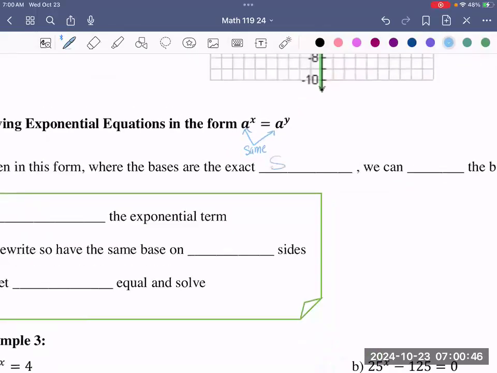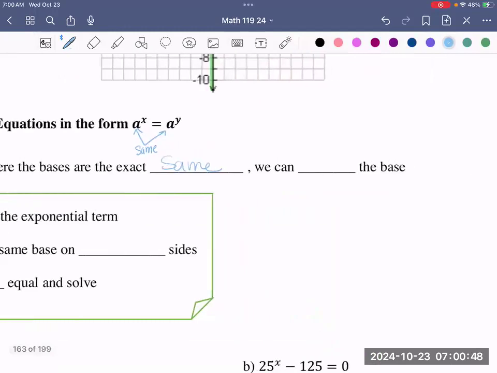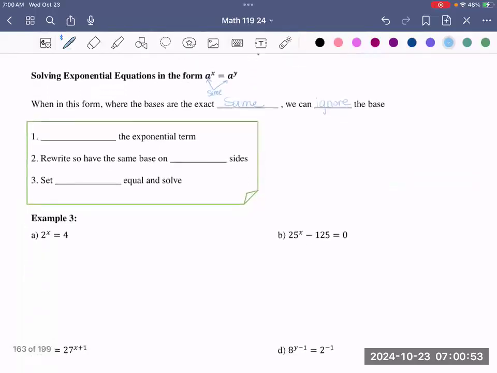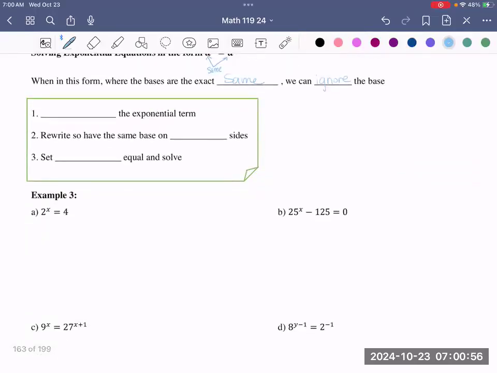So if the bases are the exact same, what we can do is go ahead and ignore the base and solve. So step one, we want to isolate the exponential term. So get the exponential terms to one side. Now we have to rewrite them so that they have the same base on both sides. Lastly, we're going to set your exponents equal to each other and solve.